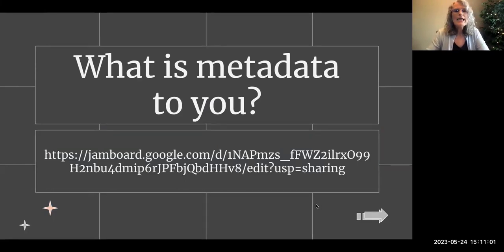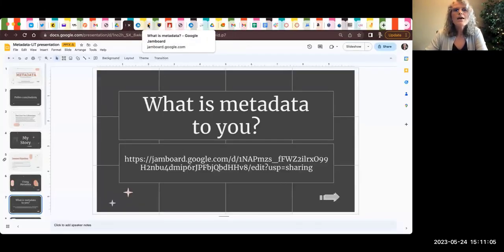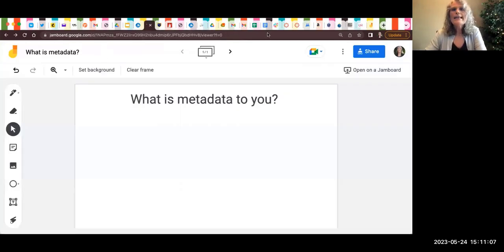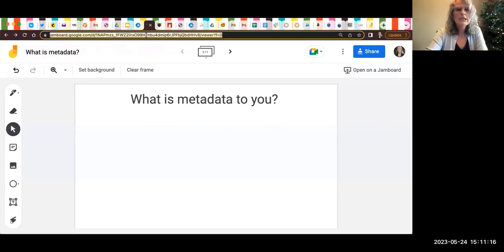So there is a link here. What I'm going to do, let me get out of this, is go to the Jamboard, and then put that link in the chat for you so that you can access it. Let me move a lot of these buttons and screens that are all the way around here. Okay, put it in the chat. And there it is. You should be able to access that.